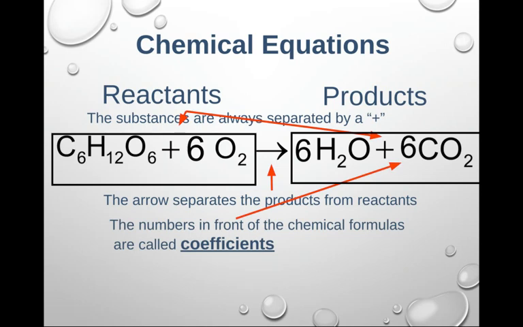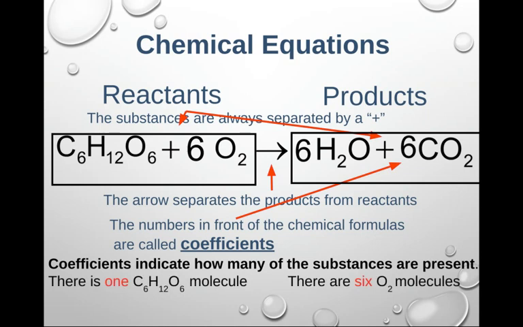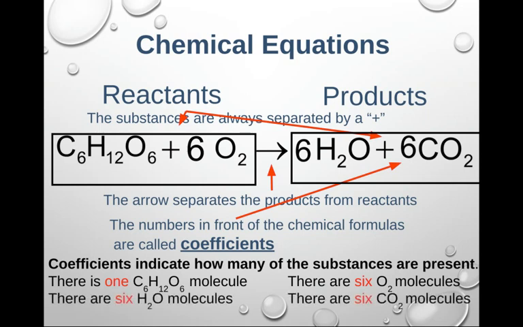The number in the front of the chemical formulas are called coefficients. The purpose of a coefficient is to indicate how many of each of the substances are present. So I mentioned this in the beginning of the slide, but we're also going to see it again. So there is 1 glucose, or C6H12O6 molecule. There are 6 oxygen molecules represented here, 6 water molecules, and 6 carbon dioxide molecules represented here.